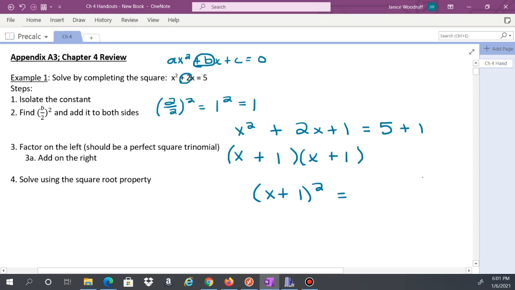And then step 3b is 5 plus 1. Make sure you add that on the right. So that'll be 6.